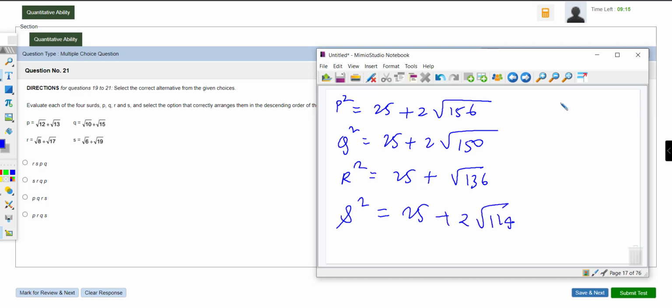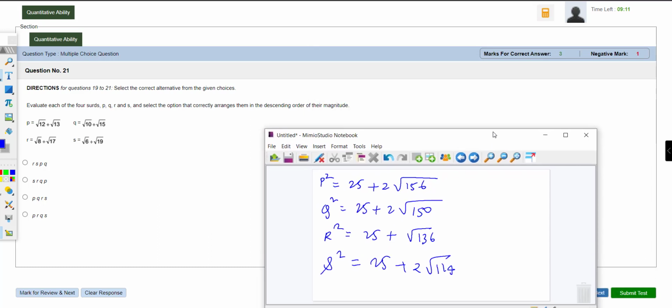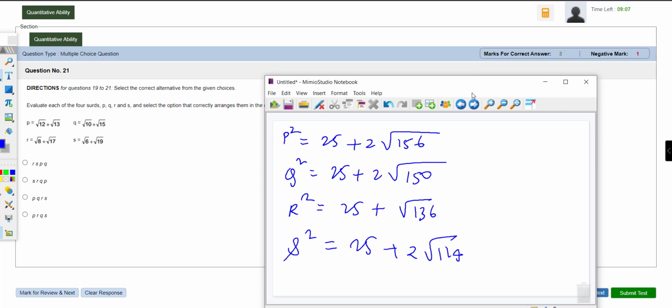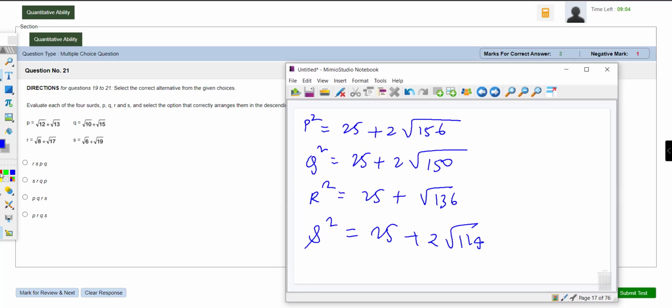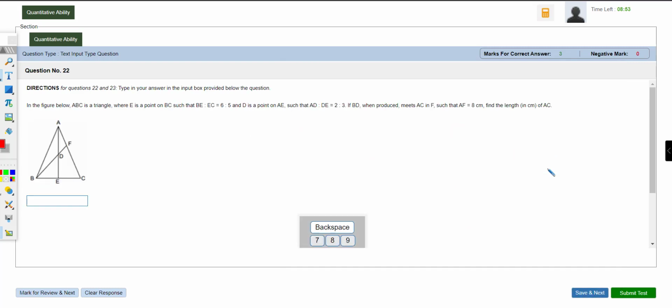How easy it is. We want which order? We want descending order. So that means the largest comes first. The largest number is P, then Q, then R, then S. So the answer is PQRS. Third option.